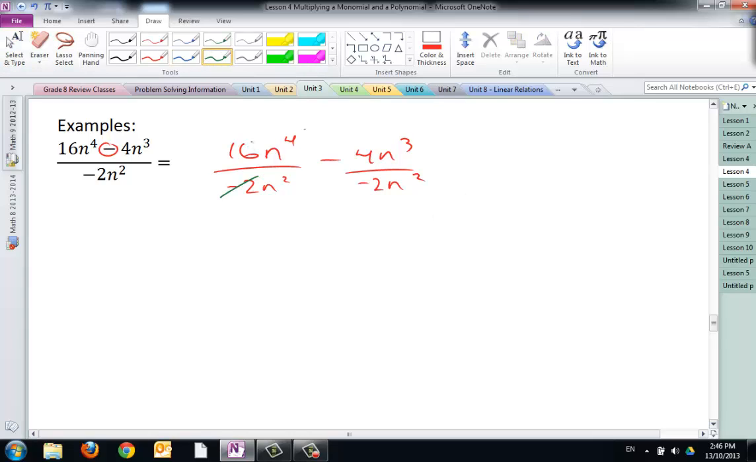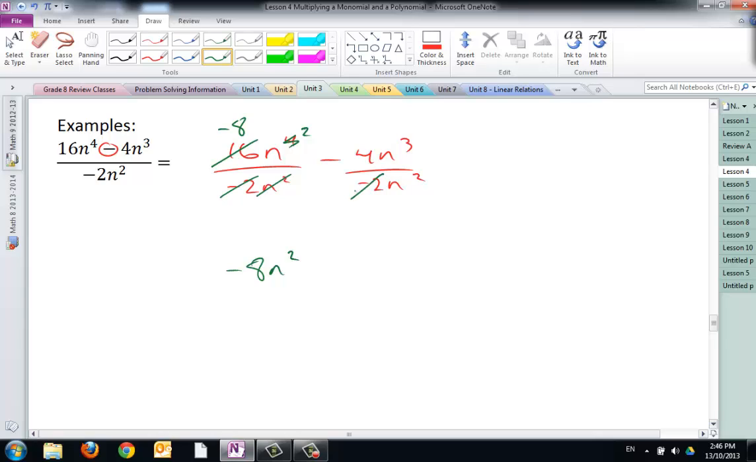A minus 2 divides into 16. So in this case, it's a positive 16 being divided by a negative 2. A positive divided by a negative leaves me with a negative 8. The n squared goes into n to the fourth, leaves me with n to the 2. So that's minus 8n squared. I go to my next one.